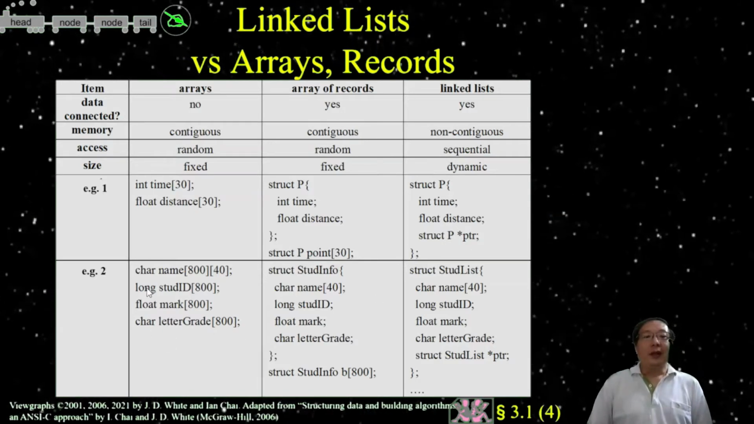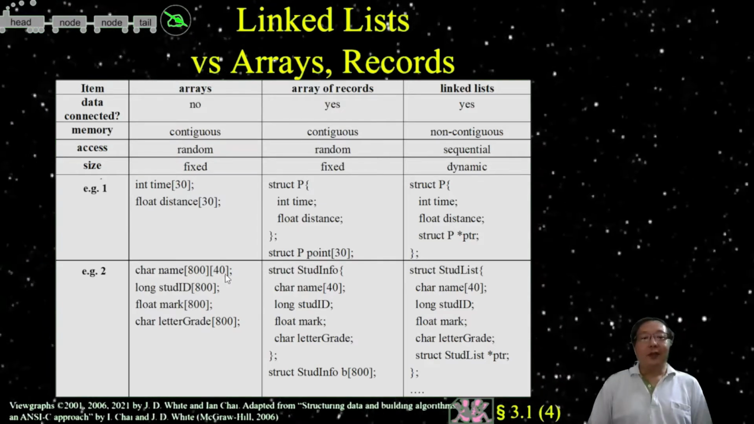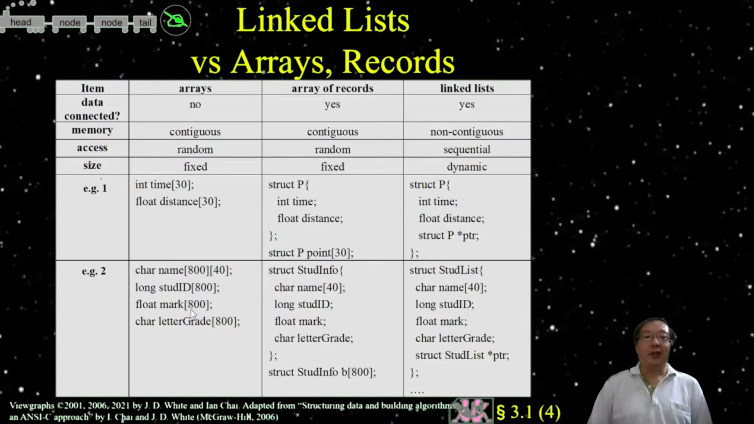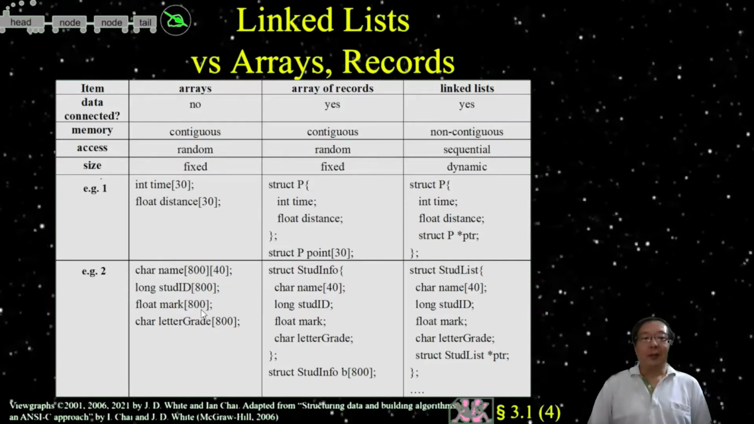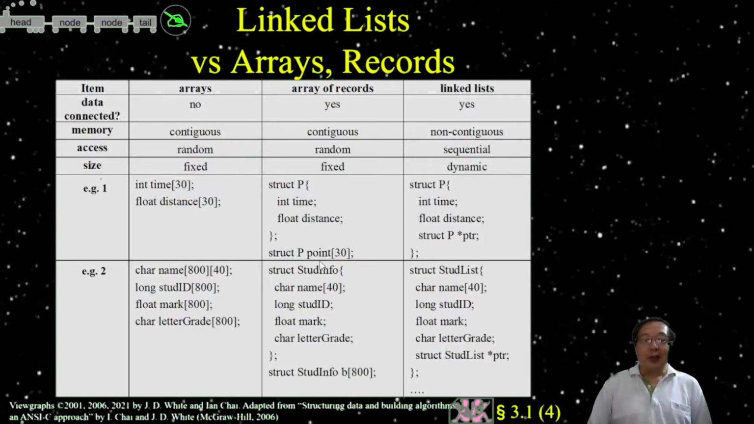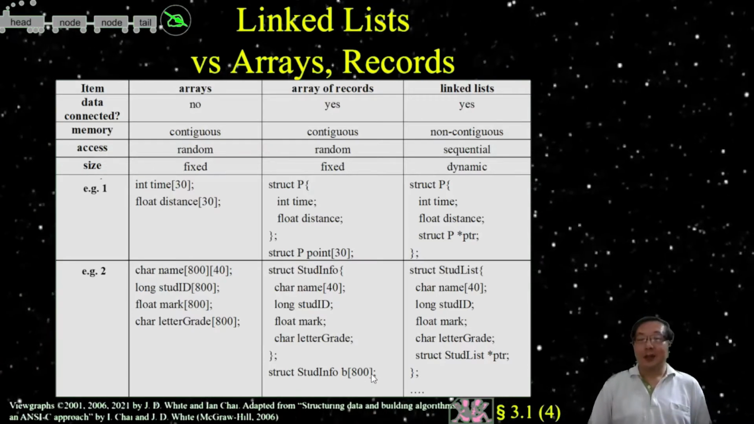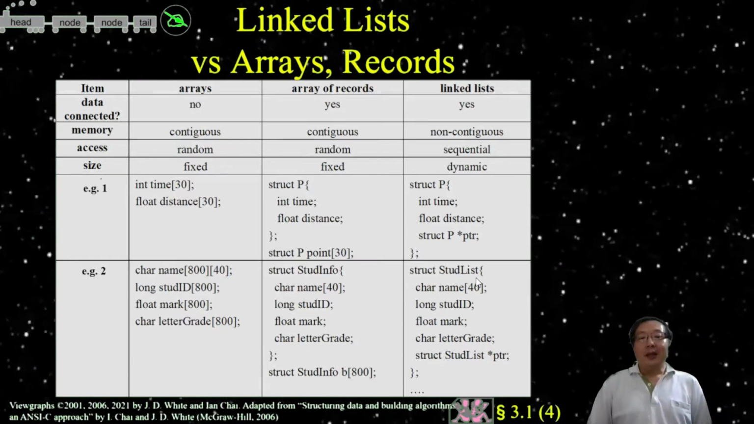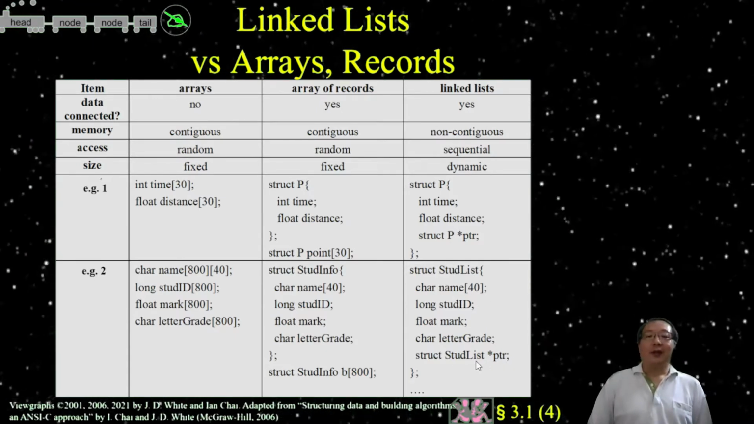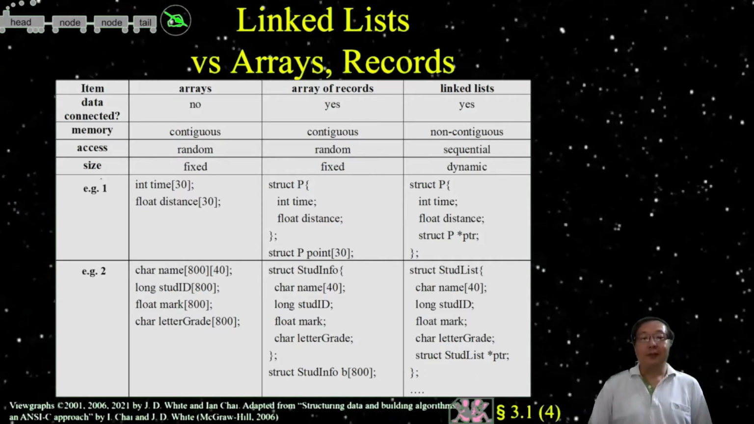And then here we have another example. Name 840, so it's 800 records of 40 characters each. And then student 800, mark 800, letter grade 800. So for an array of records, we put it all together into one record, and then we make the array, right? Remember from the last lecture. In a linked list, we put it all together in the record, but we have a pointer. And then we don't have to say how many we need. We can just keep making more as we need it.